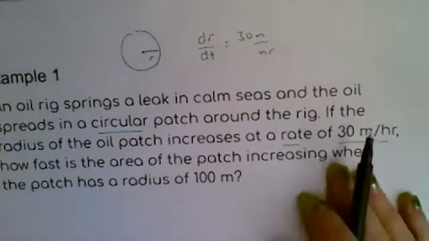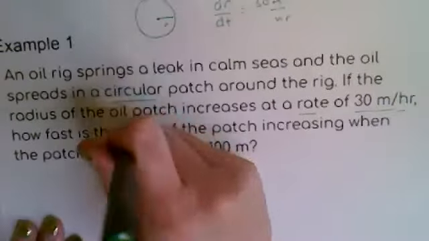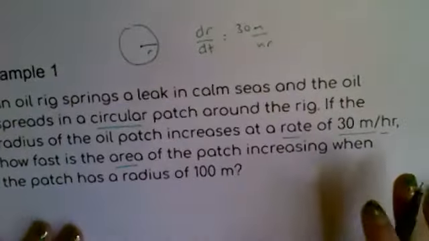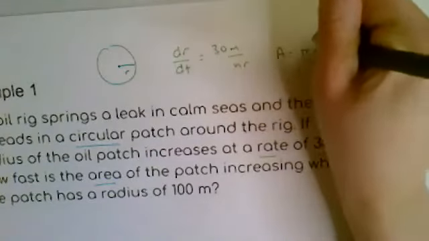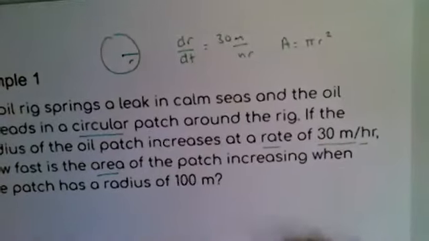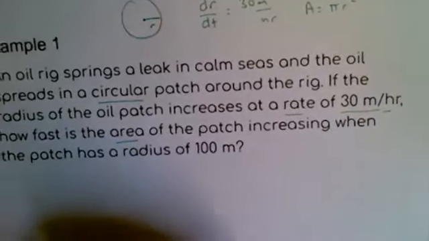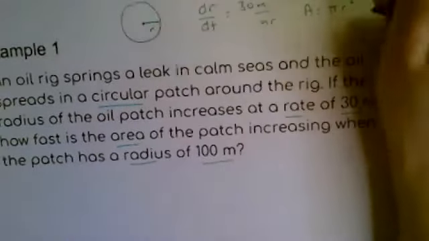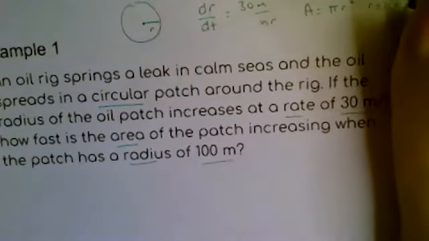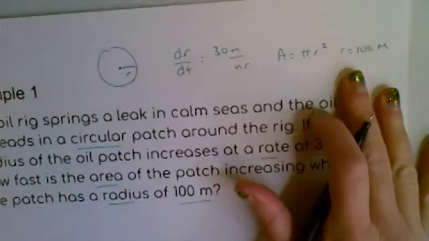The other thing that is important with this is we care about area, and I know that the formula for the area of a circle is pi r squared. And then the very last thing they tell us is they want to find out how fast the area is increasing when the radius is 100. So r equals 100 meters. So this is all of my given information up here.